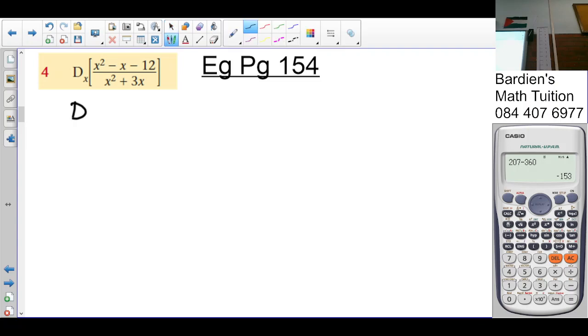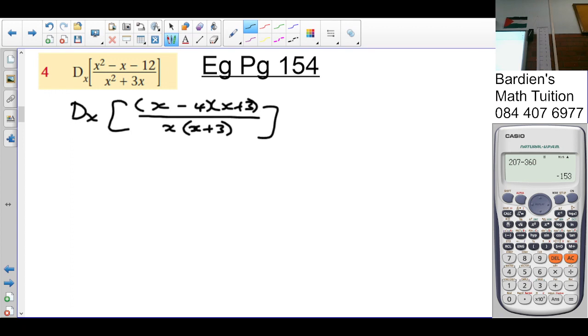Here we got d of x minus 4, x plus 3. You all agree with that? Over x as a common factor, and then left with x plus 3. Now what? What can happen? X plus 3 cancels. So I'm left with d of x minus 4 over x.